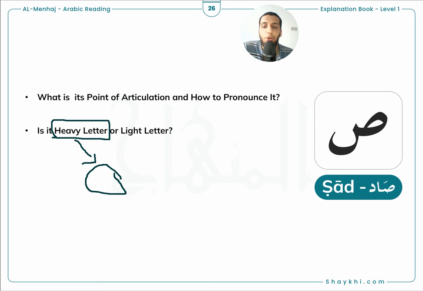Before moving to the next point, this letter is a heavy letter, which means the back of the tongue should be raised. This is the mouth, this is the tongue, the back of the tongue should be raised. So this is how this letter will be heavy.